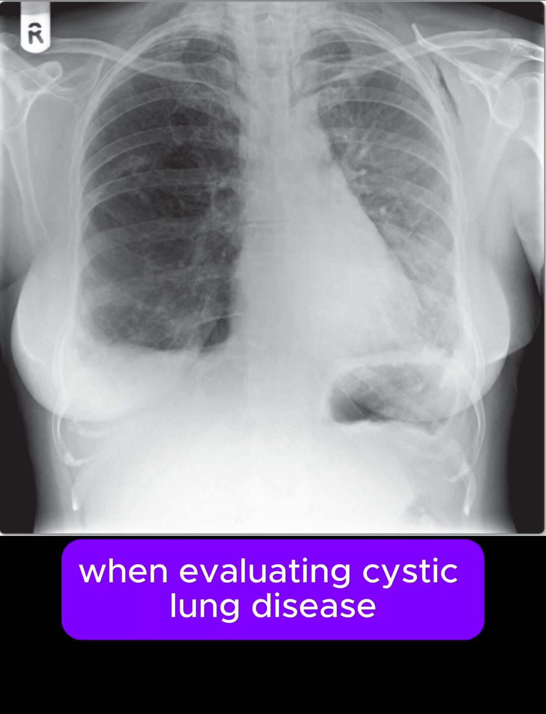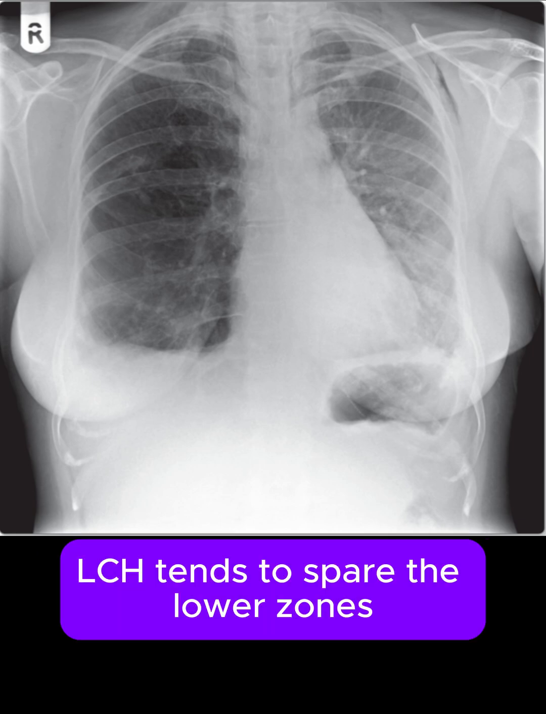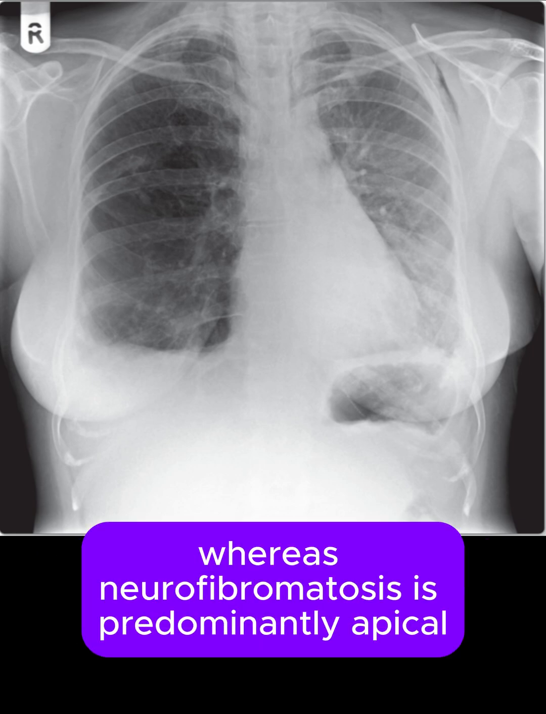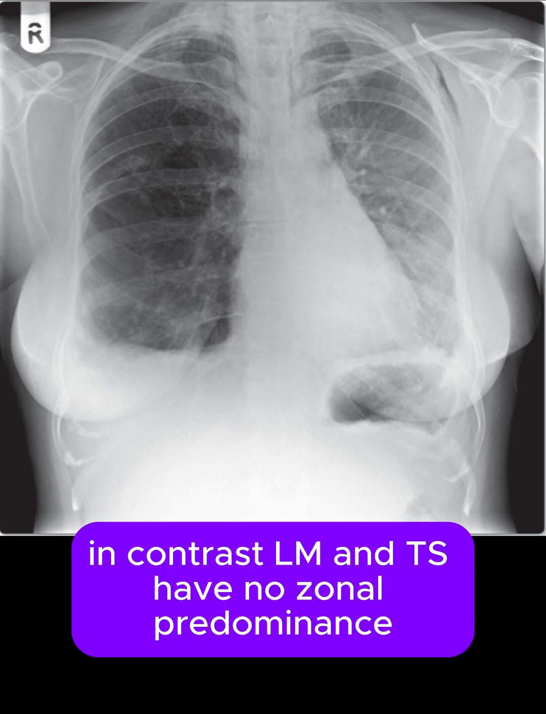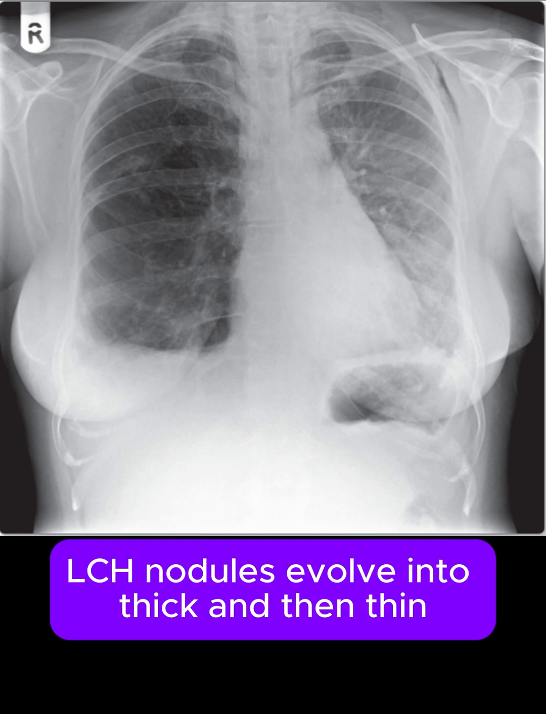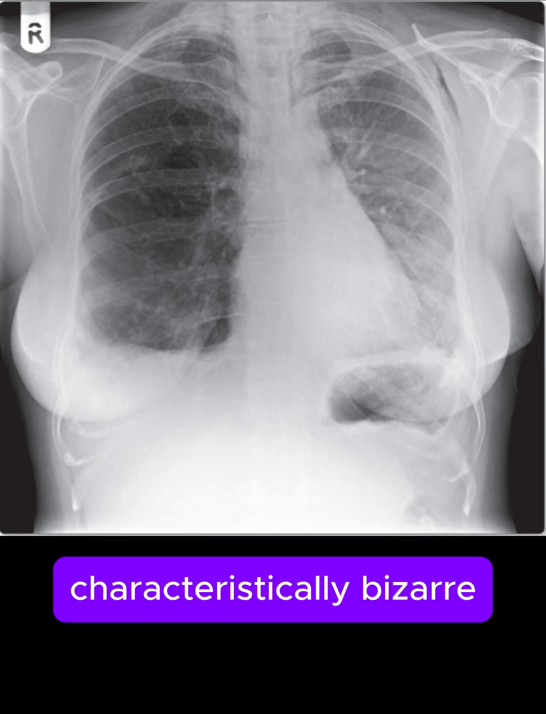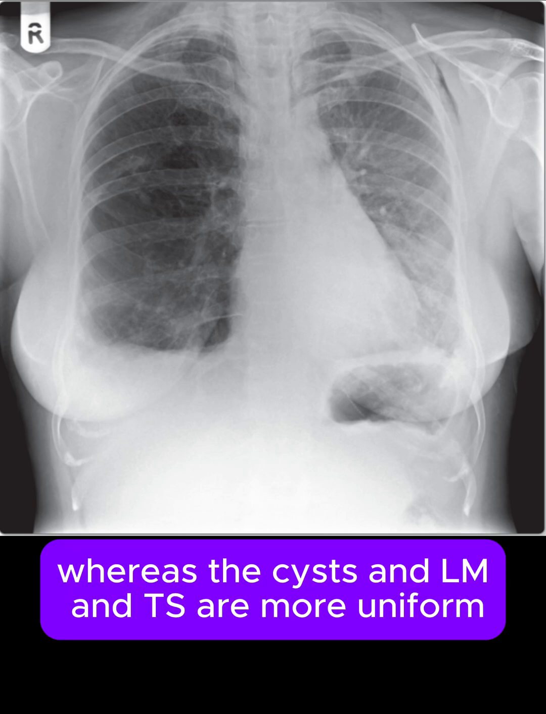When evaluating cystic lung disease, consider the zonal distribution of the disease. LCH tends to spare the lower zones, whereas neurofibromatosis is predominantly apical. In contrast, LAM and TS have no zonal predominance. Consider the size and shape of cysts. LCH nodules evolve into thick and then thin-walled cysts of varied size and shape, characteristically bizarre, whereas the cysts in LAM and TS are more uniform.